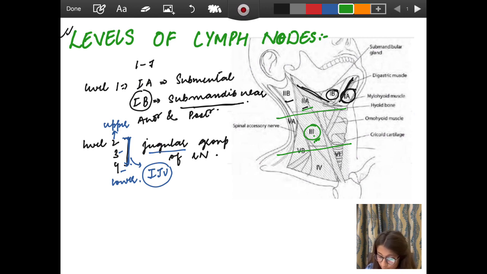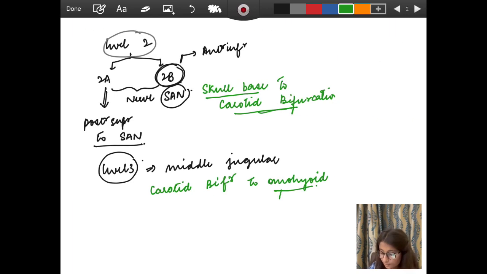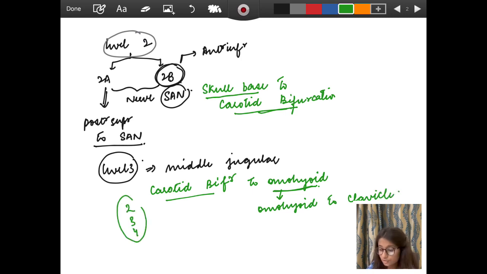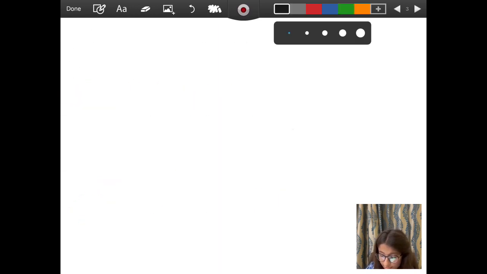Level 4 is the lower jugular group of lymph nodes. Where we ended, level 3 was from the carotid bifurcation to the omohyoid. Level 4 is from the omohyoid muscle to the clavicle. So levels 2, 3, and 4 are the jugular group of lymph nodes associated closely with the internal jugular vein.